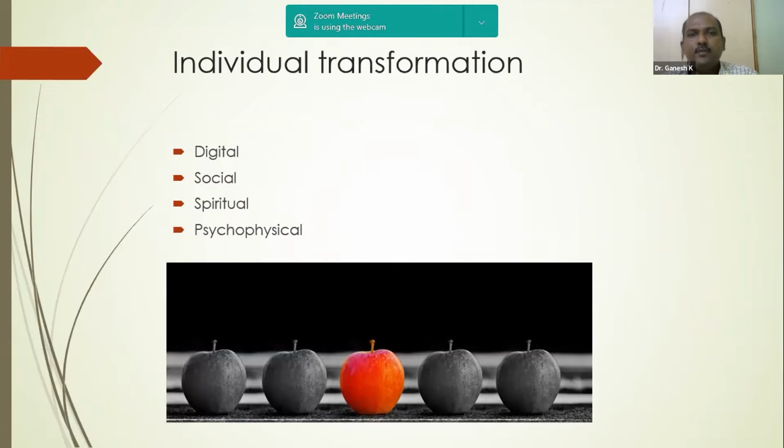So how the individual transformation has to be there. If you look at that scenario, then we can consider so many domains in which the individual transformation has to happen. So it has to have a digital domain, then the social domain, then the spiritual domain, then psychophysical domain. So if the transformation is happening all around, then we can say that the holistic transformation is happening.